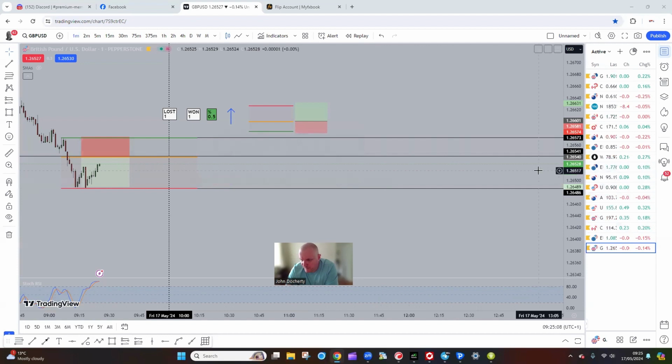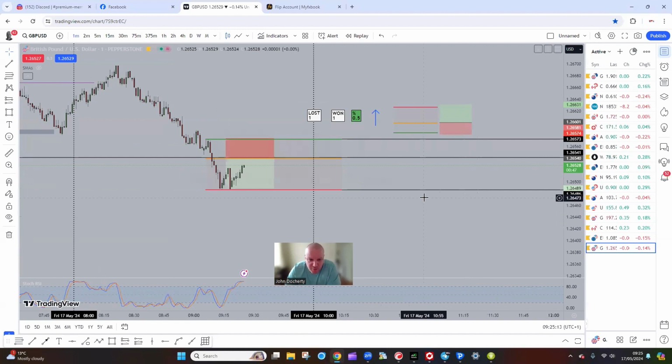Right, so we are around about 1 pip away from an entry. Okay, 1 pip away from an entry, guys. We're on 1.26528, and the entry area is around about 1.2654. So we are like 1.3 pip away, 0.9 pip away. We might get a touch into this now. This is going to be a successful tap. 0.3 of a pip away. Half a pip.